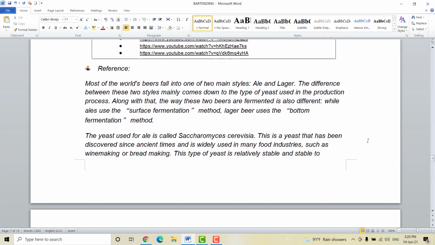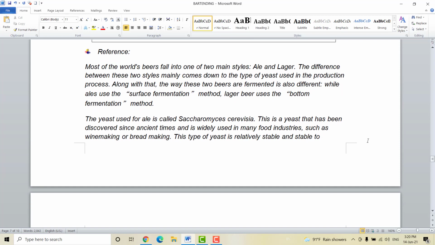Reference: most of the world's beers fall into one of 2 main styles, ale and lager. The difference between these 2 styles mainly comes down to the type of yeast used in the production process. Along with that, the way these 2 beers are fermented is also different. While ales use the surface fermentation method, lager beer uses the bottom fermentation method.